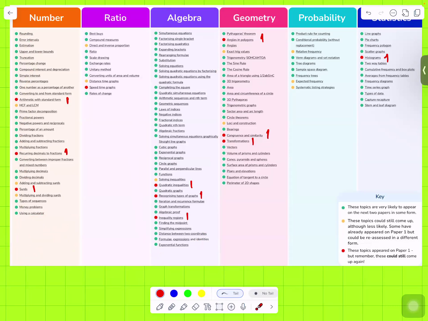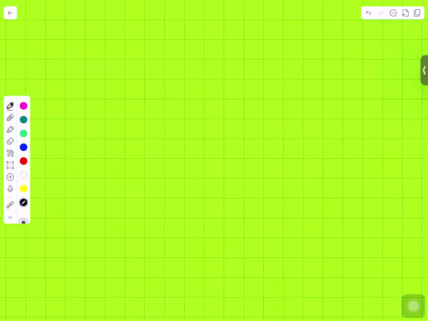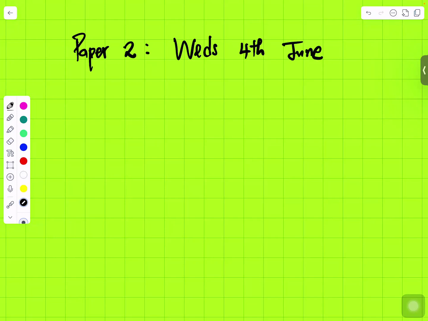Now you need to think about your calculator. So paper 2 is on Wednesday, 4th of June. So one of the things with your calculator, I use the Casio 991CW because it can solve equations for me.